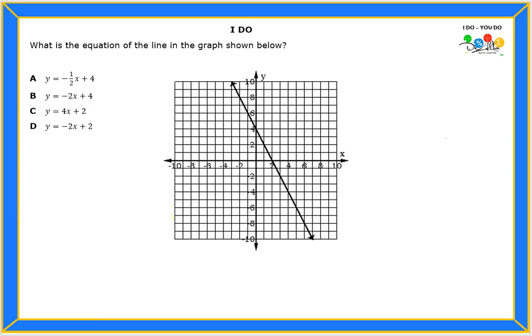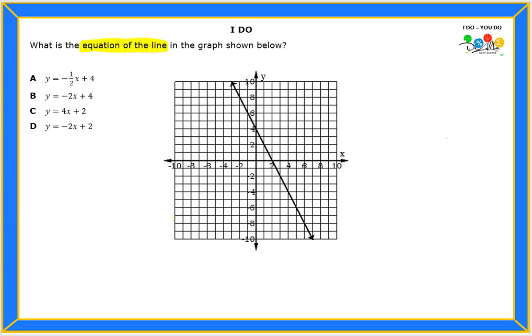And it says, what is the equation of the line in the graph shown below? So what I'm looking for is the equation of the line that is in the graph, right? If you look at the answer choices, I need to find the equation for the line, but I need to find it in slope-intercept form because that's exactly how my answer choices look, right?